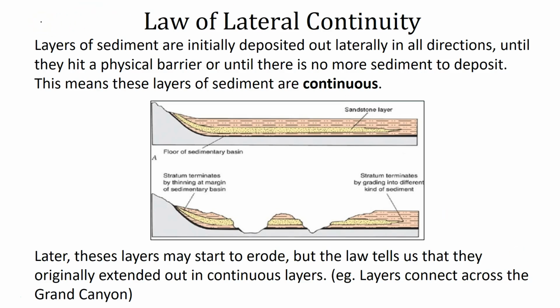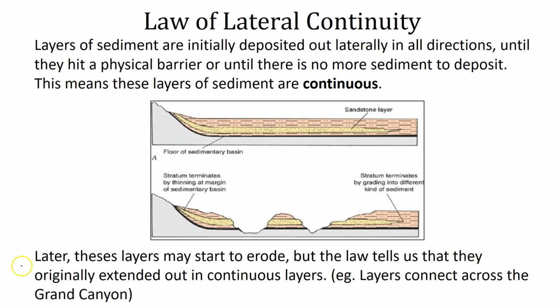The law of lateral continuity, also applying to sedimentary rocks here, tells us that layers of sedimentary rocks are always initially deposited out laterally in all directions. So basically, our sediment is going to spread out in all directions until it either hits a physical barrier, so if it runs up against the edge of a basin or against the edge of a mountain, it's going to stop, or until there is no more sediment to be deposited. So basically, it'll just get thinner and thinner and thinner, and eventually it'll disappear. So what this means is that these layers of sediment are continuous.